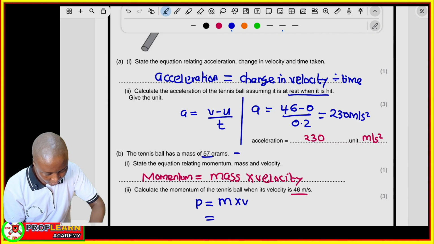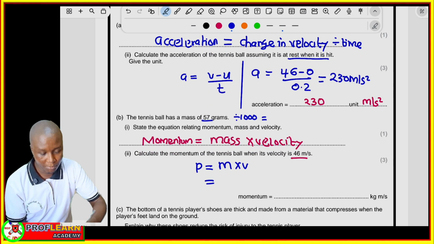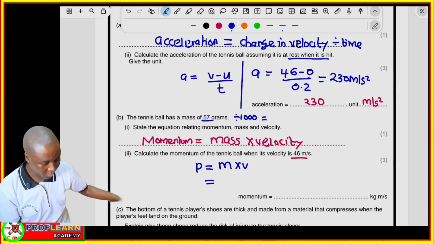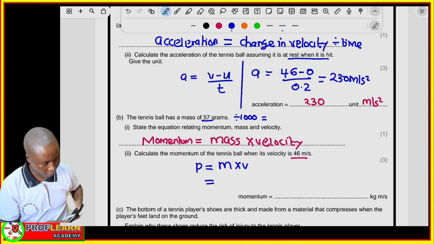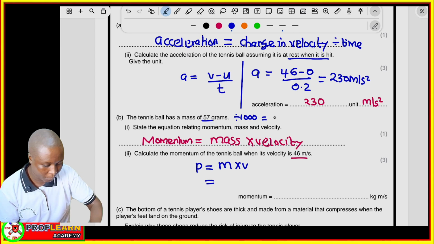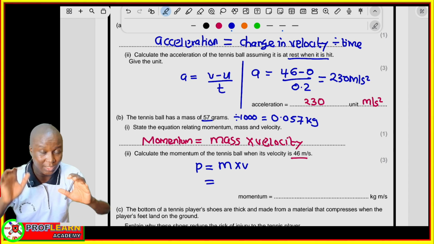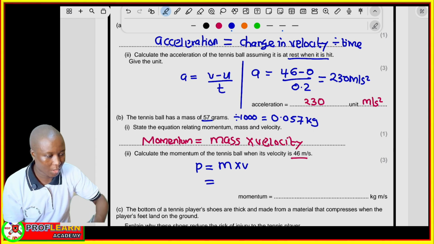And also that you need to understand and remember, as far as this topic is concerned, is the law of conservation of momentum. You must know how to state the law of conservation of momentum. So in that case, we're going to say total momentum before collision is equal to total momentum after collision, provided no external force. Okay, let's leave it there. We don't want to extend it.